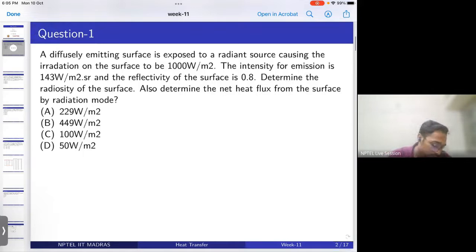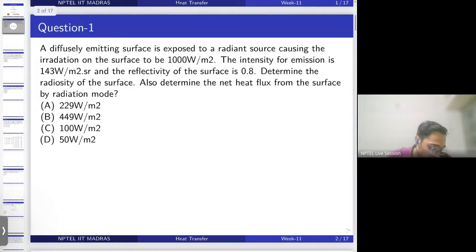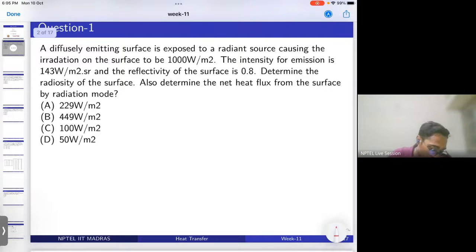In the first question, we have a diffusely emitting surface exposed to a radiant source, causing an irradiation on the surface. The irradiation is given. The intensity of emission of the surface is also given, and the reflectivity of the surface is also given. We need to find the radiosity and also the net heat flux from the body.